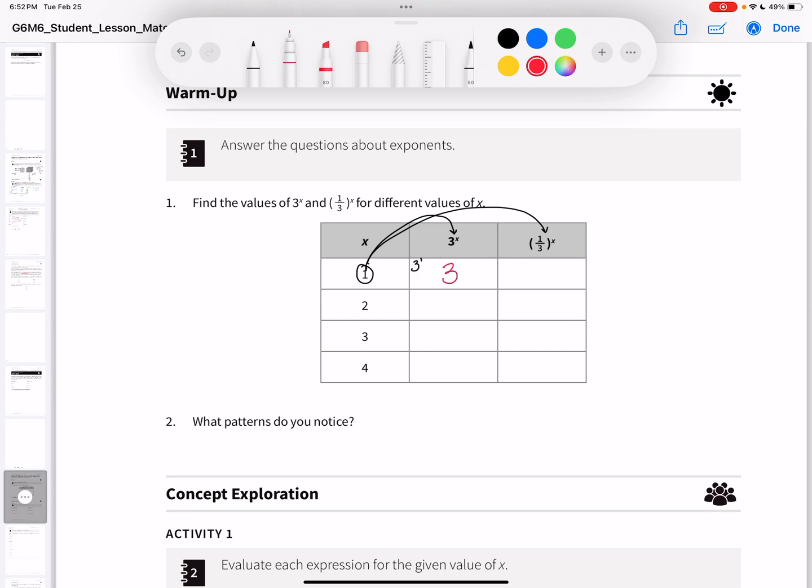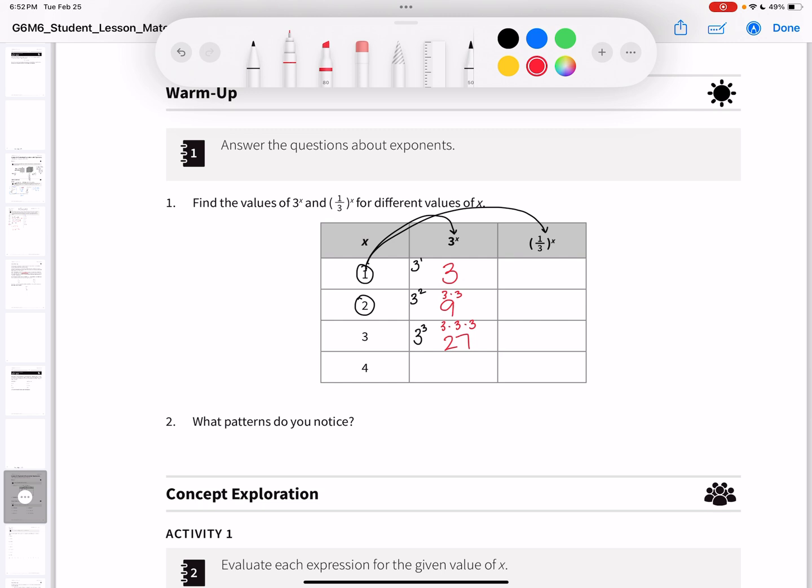The next one is 3 to the power of 2, because this 2 becomes our x. So we have 3 to the power of 2, and that would be like saying 3 times 3, which is 9. The next one is 3 to the power of 3, so that would be like saying 3 times 3 times 3. Well, we know 3 times 3 is 9, 9 times 3 is 27.